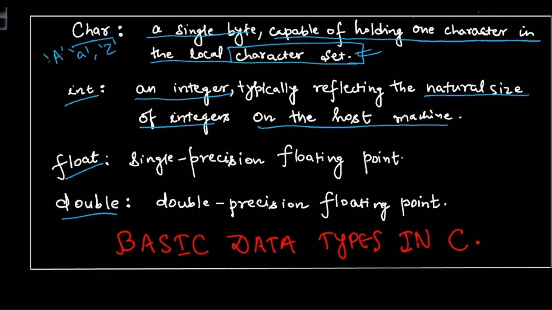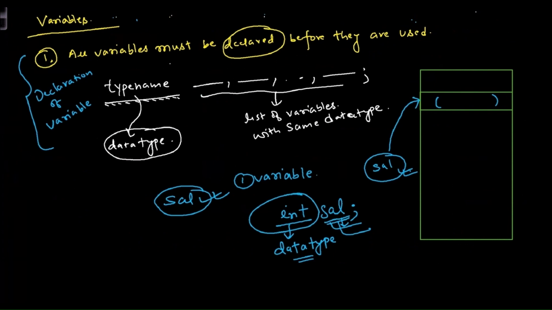So generally speaking, the size of character is less than size of integer. Character is of single byte, integer is of 2 bytes, float is of 4 bytes, which means 32 bits, and the size of double is 8 bytes, which is basically 64 bits. Once a variable is declared, it means you know the name of the variable and what type of data it will store in the memory.